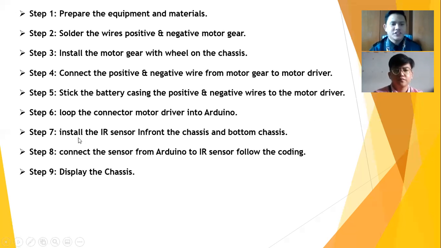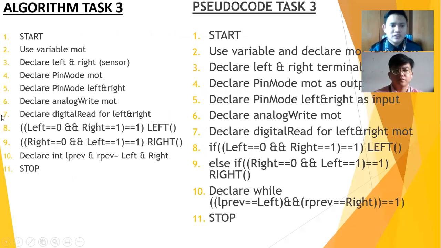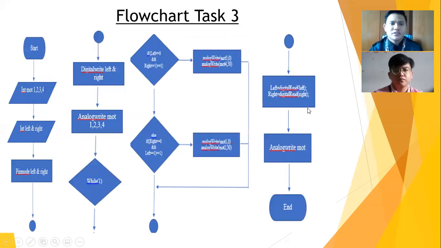So step 7, install the IR sensor on the bottom of the chassis. Okay, this is our flow chart.